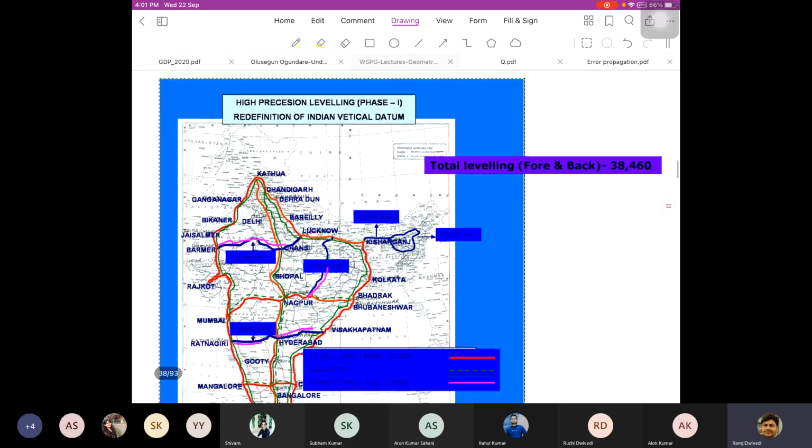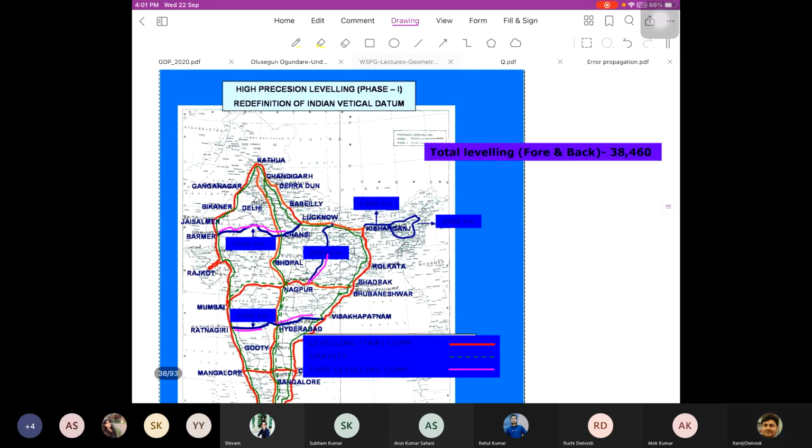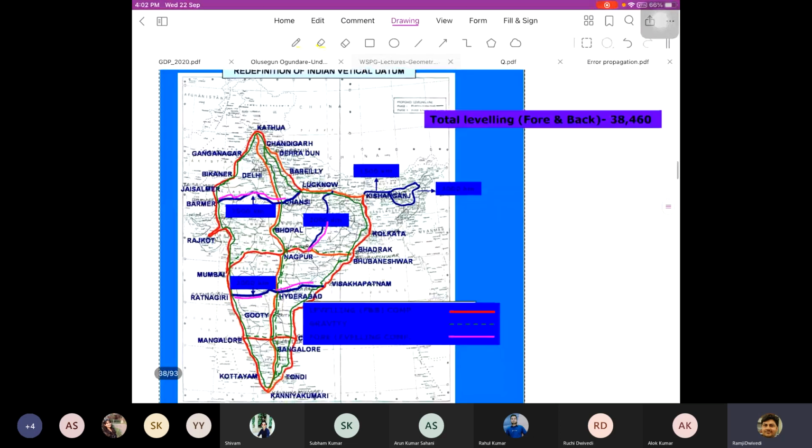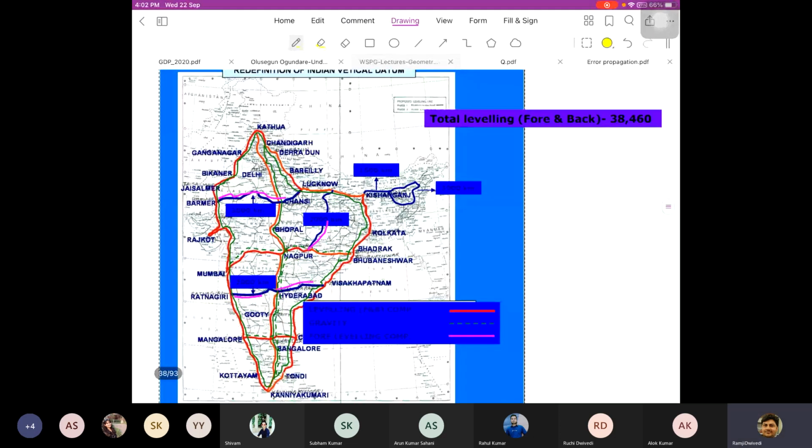Obviously, this is the high precision leveling network that has been established by Survey of India. And you could see that there are dotted lines, which is the gravity network. This is the leveling network, the red lines. This is the forward and back, going in this direction and coming back again in this direction. This is a network consisting of around 40,000 kilometers.